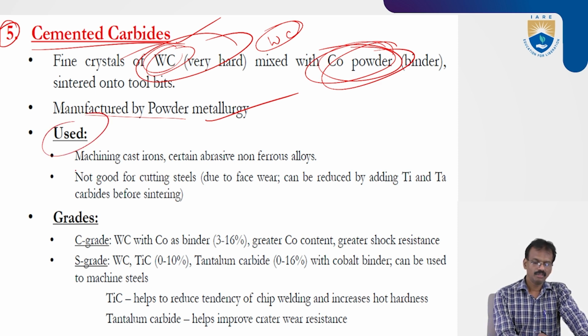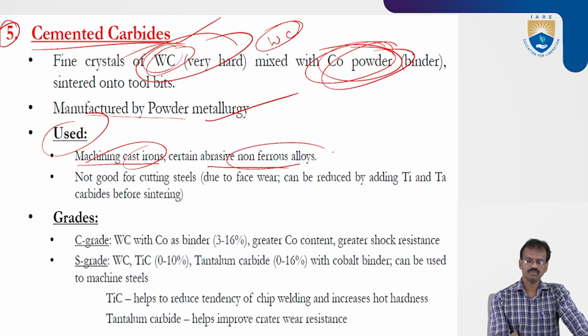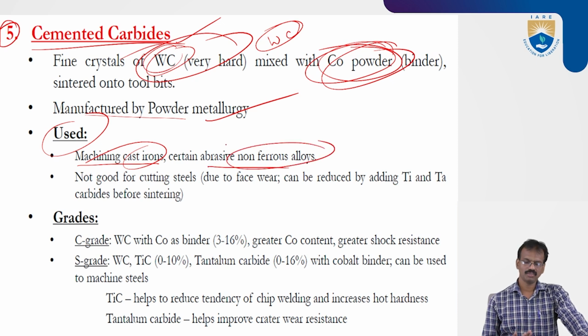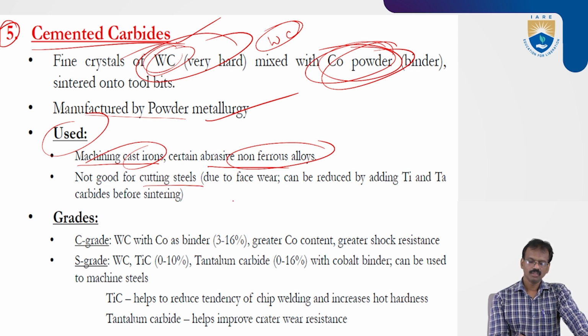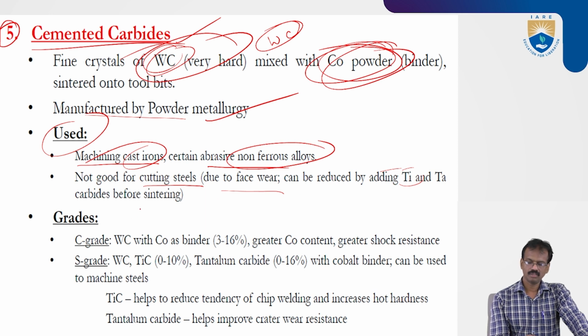Okay. So the uses of cemented carbide: mainly the machining of cast irons. You know that the hardness of cast iron is very high. Next, certain abrasive non-ferrous alloys also. Abrasive means very hard materials. For machining of those types of materials, very hard and brittle materials, we use this type of cemented carbide tools. Okay. It is not good for cutting steels due to face wear. Okay. So this can be reduced by the addition of titanium and tungsten carbide, by the sintering process also.